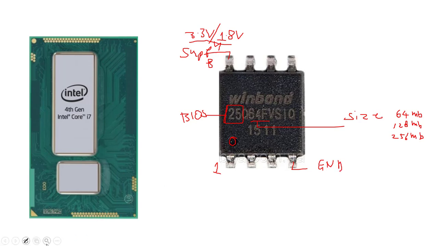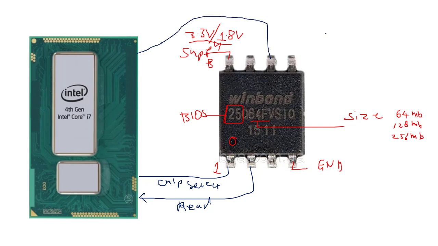Pin number 4 is ground. Pin number 1 is chip select. Pin number 2 is a read pin. Pin number 6 is the clock. Then pin number 5 is write.